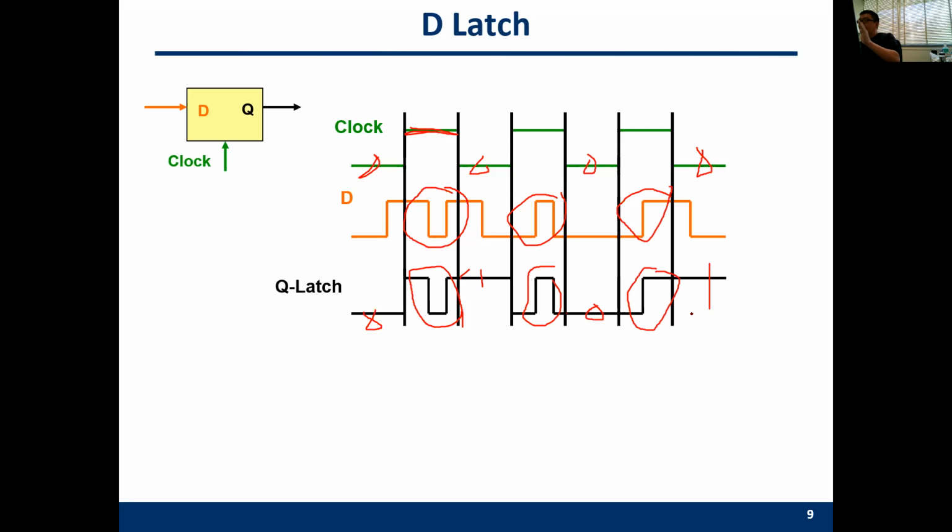So if the clock is high, you can change anything you want, and you can even change inside this half cycle. See this? You can even have some waveform like this. You can change during this half cycle. But when the clock is low, you cannot change it. Just hold the value from the previous cycle. Any question?